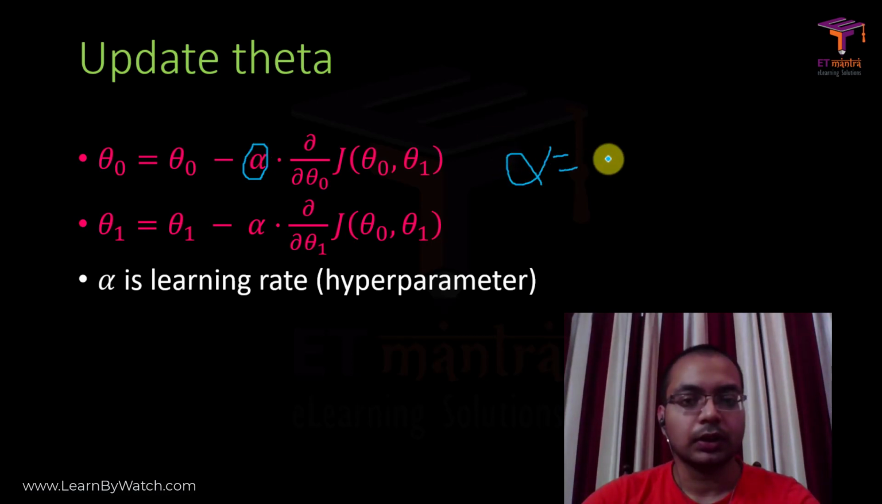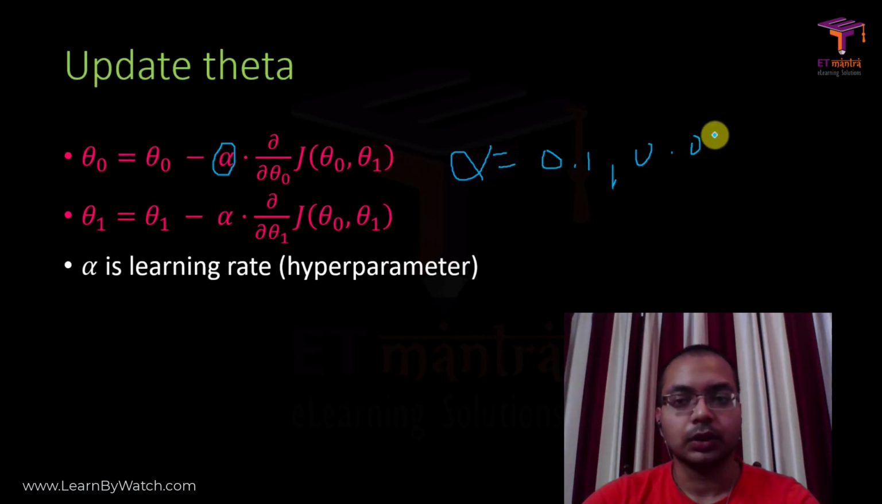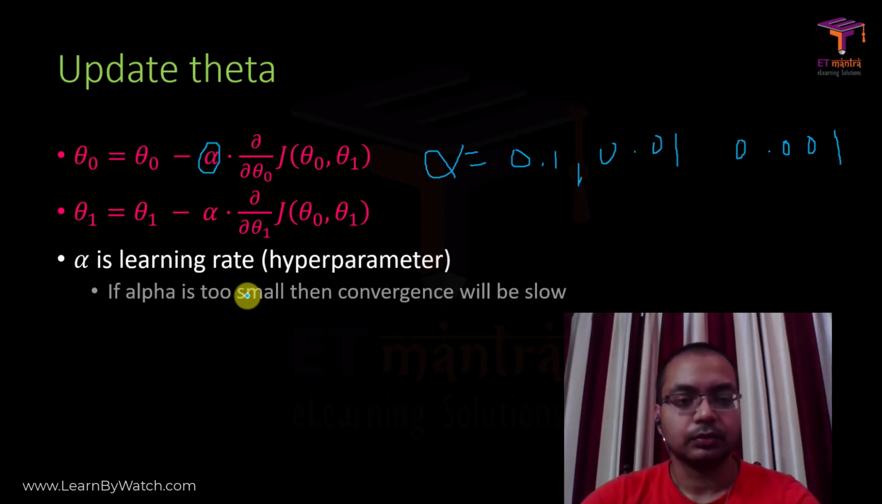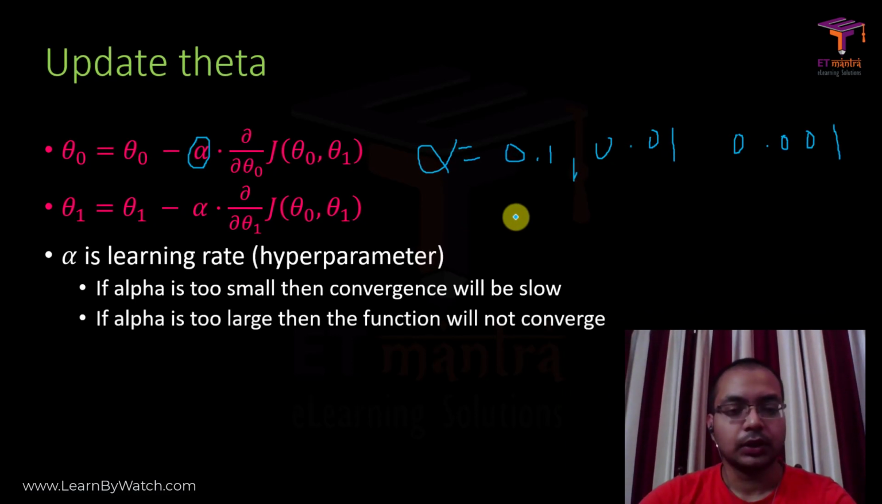Some standard values of alpha are 0.1, 0.01, 0.001, and so on. So let us look at what choosing a correct alpha does. If alpha is too small, then the convergence will be slow, and if alpha is too large, then the cost function may not converge. Let us look at this with the help of a graph.